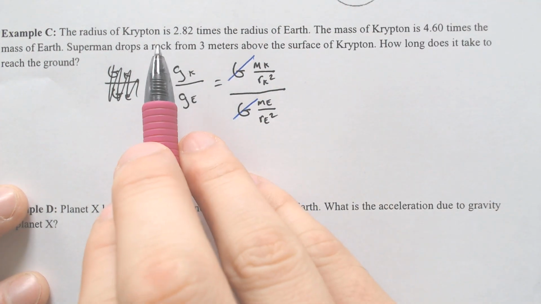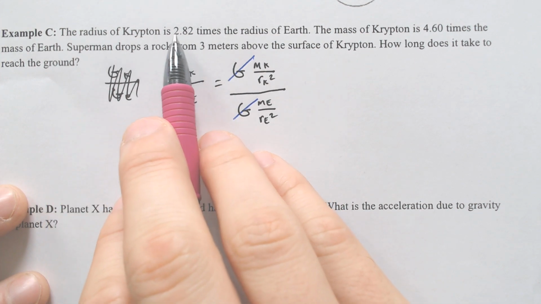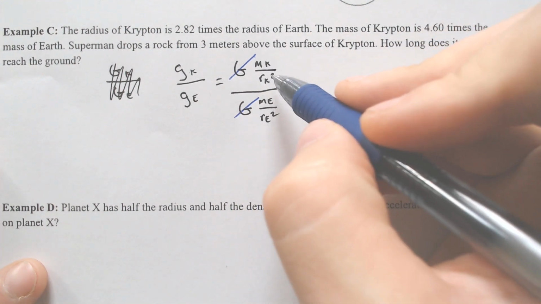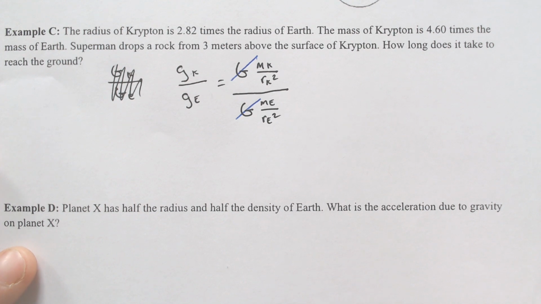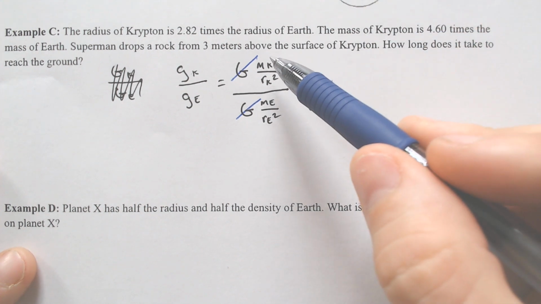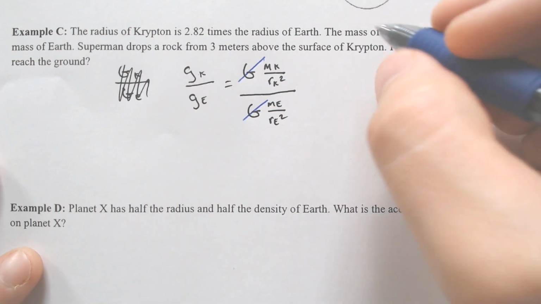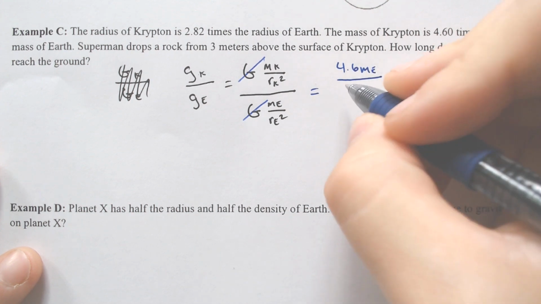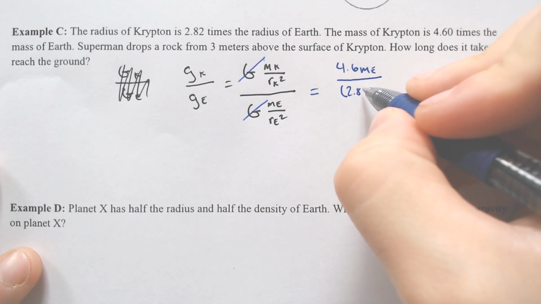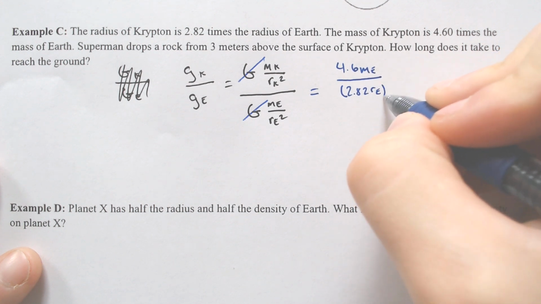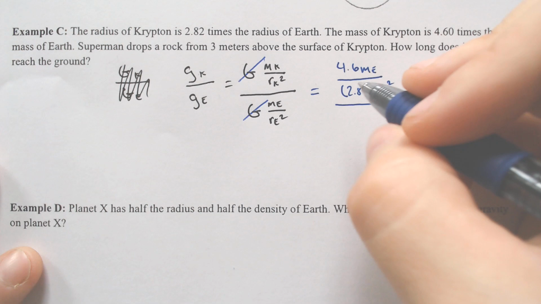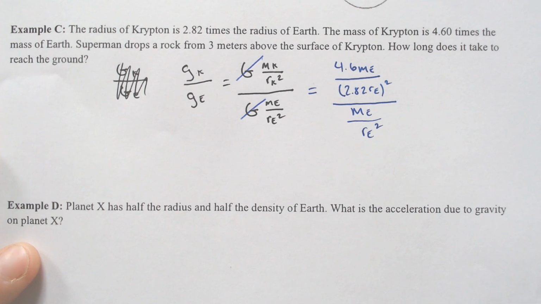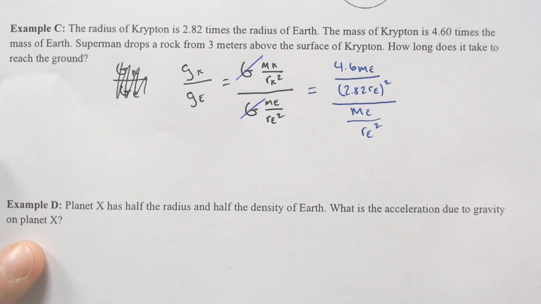And we also were told some information about the radius of Krypton: it is 2.82 times the radius of Earth. So you can use some substitution. Instead of writing the radius of Krypton here, you could write 2.82 times the radius of Earth. And instead of writing the mass of Krypton, you could write 4.6 times the mass of Earth. So let's do that. So we got 4.6 mass of Earth, and then here we would have 2.82 radius of Earth squared, divided by the mass of Earth divided by the radius of Earth squared. Okay, you can do keep, change, flip, and multiply here.